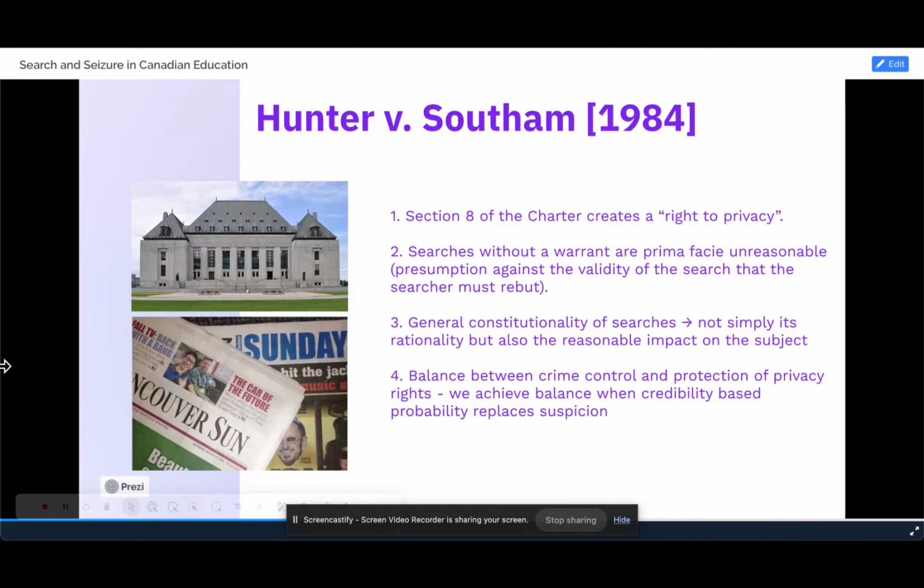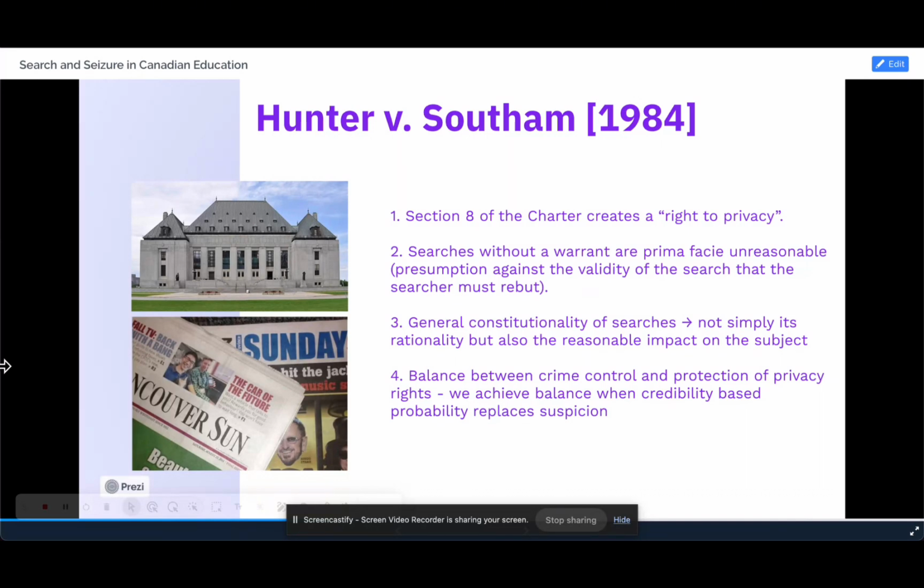Southam is a Canadian newspaper incorporation. Prior to the trial, investigators were searching documents in the Southam offices. The incorporation then sued after declaring that this was an unlawful search. During the hearing of this case, Justice Dickson set out four principles governing search and seizure. These principles are the following.